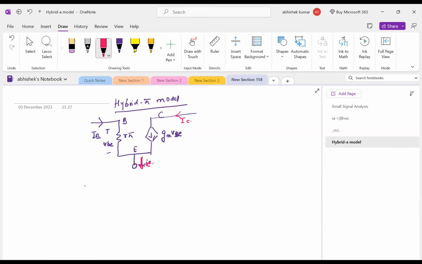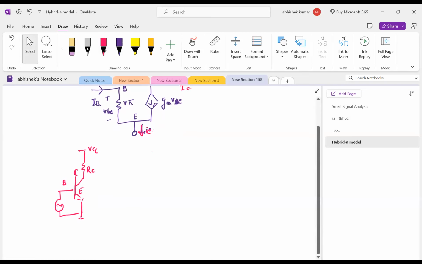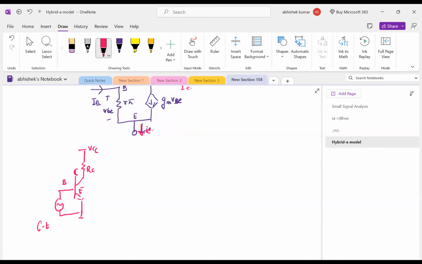Now, suppose you have this circuit that I just told you about. You have input, you have RC, you have VCC. This is your base, this is your collector, this is your emitter, and this is ground. This is your common emitter configuration, or CE amplifier.